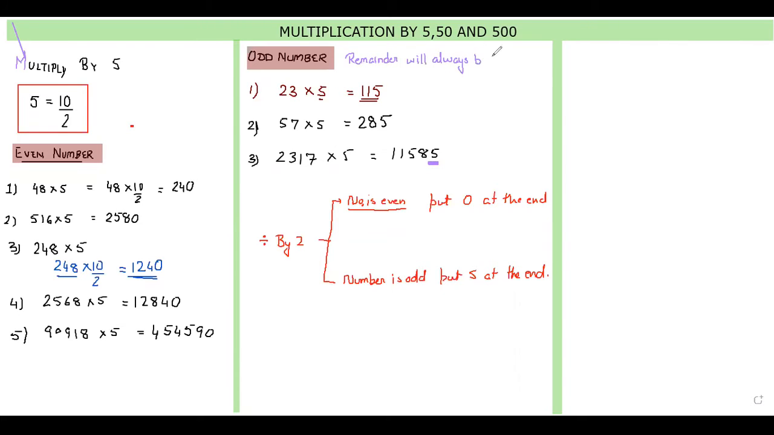Yes, sir. Okay. And in this case, the remainder will always be 0. Whenever any even number is divided by 2, the remainder is always 0. And whenever an odd number is divided by 2, the remainder is always 1.